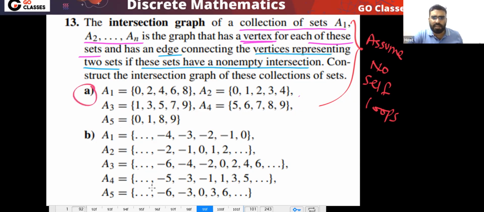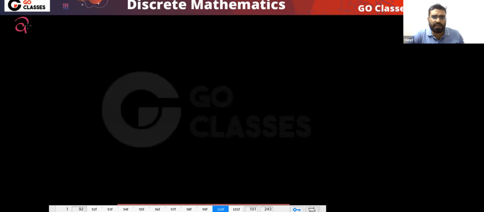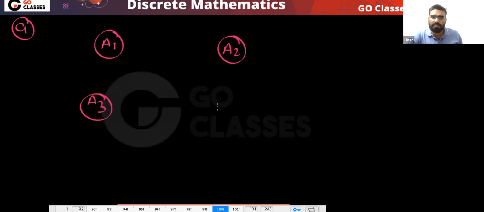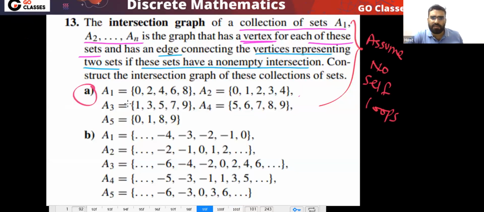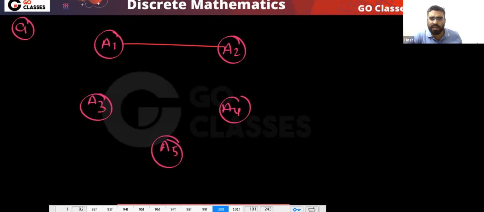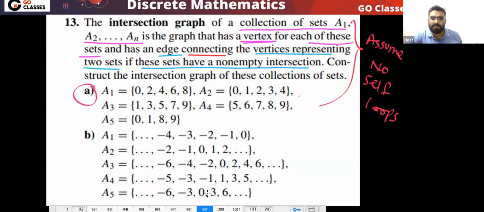So tell me, what will be the graph for option A? You have A1, A2, A3, A4, A5. Now tell me, A1 will have an edge with which? Remember, you have an edge connecting two sets if and only if their intersection is non-empty, meaning they are not disjoint. You can notice A1 and A2 are not disjoint, so there will be an edge between A1 and A2. Yes or no?